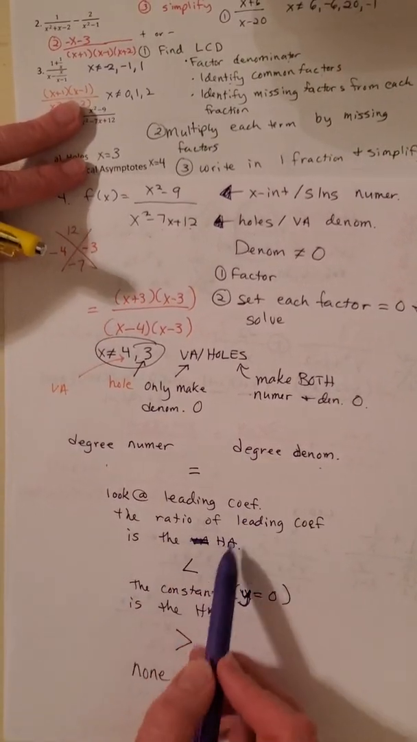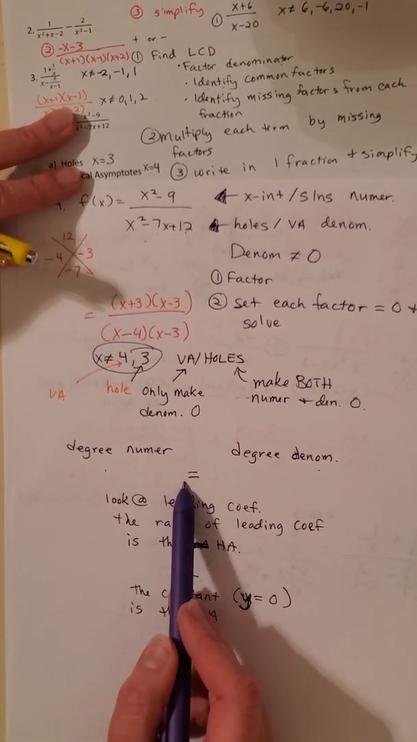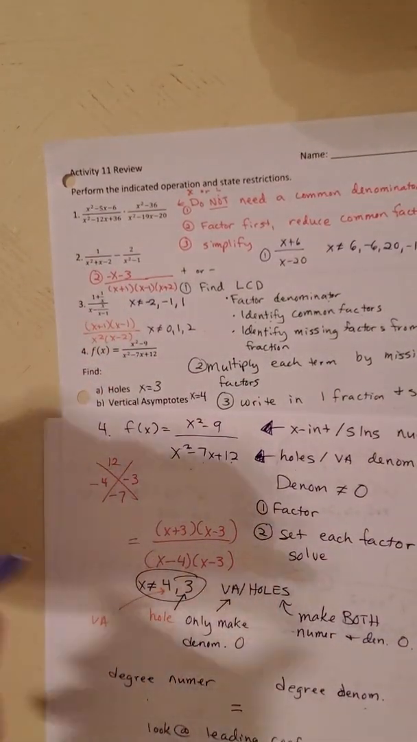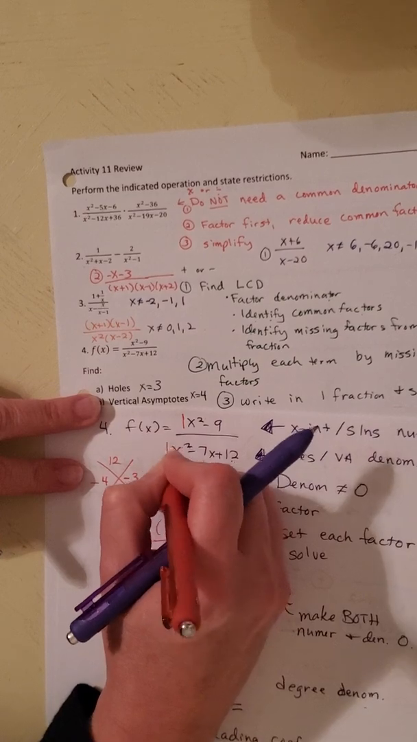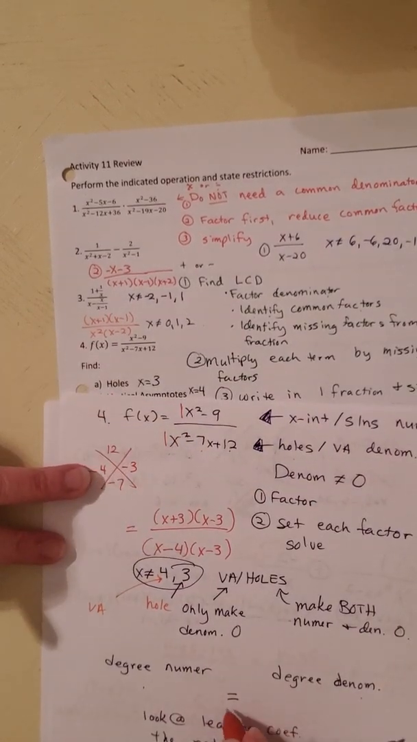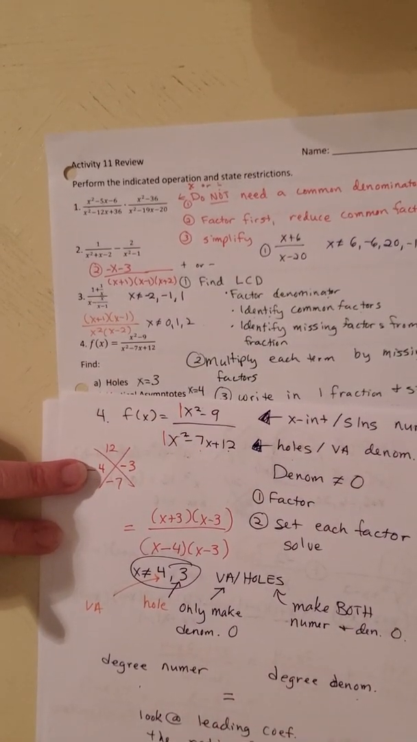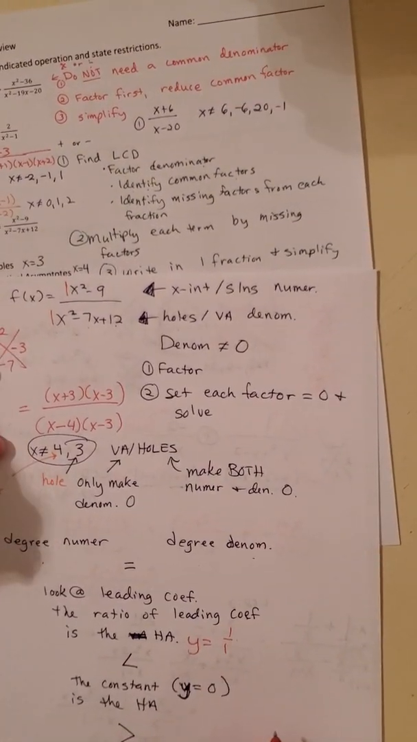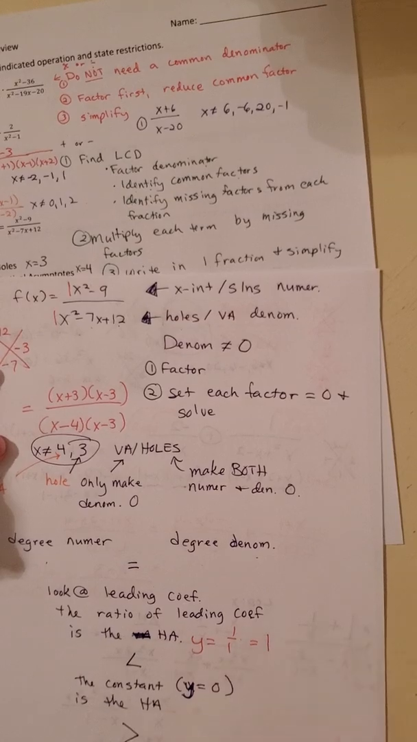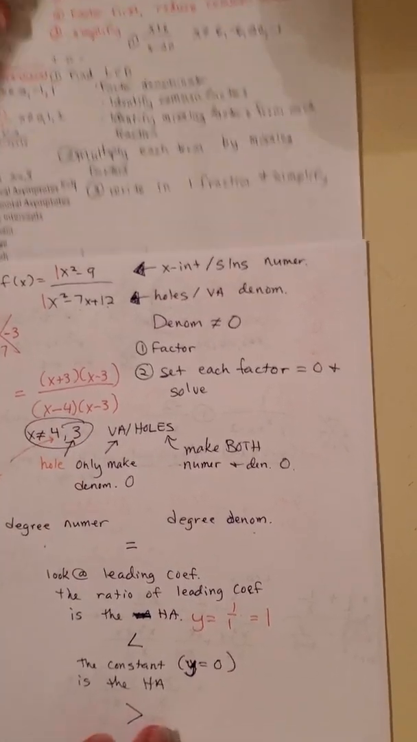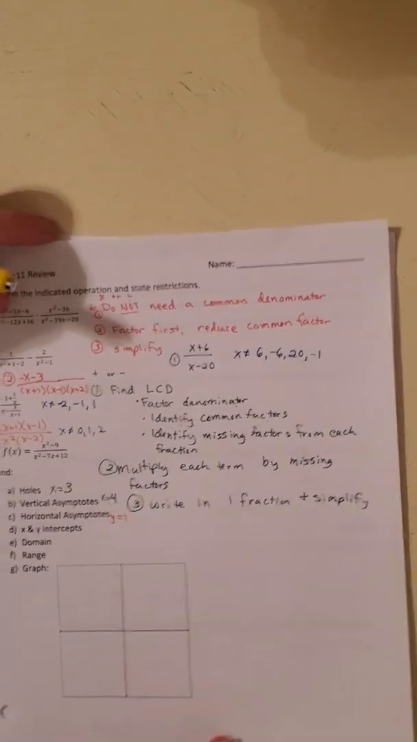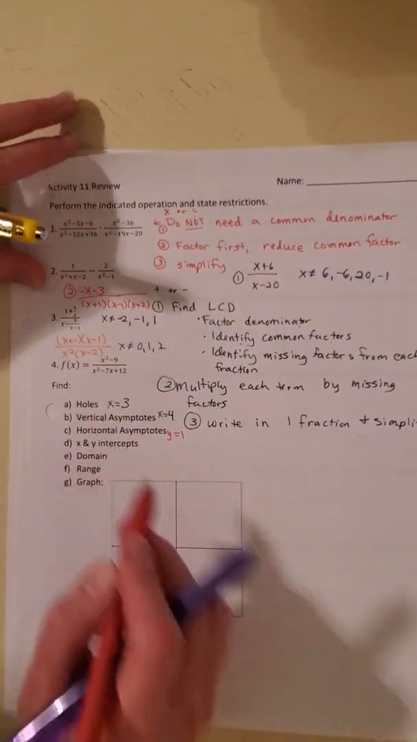And we actually have case number 1 right here, that they're equal, right? The degrees are both degree 2. So we're going to look at those leading coefficients again, which is a 1 and a 1. And it's going to be the line y equals 1 over 1, which is 1. That is your horizontal asymptote. y equals 1.